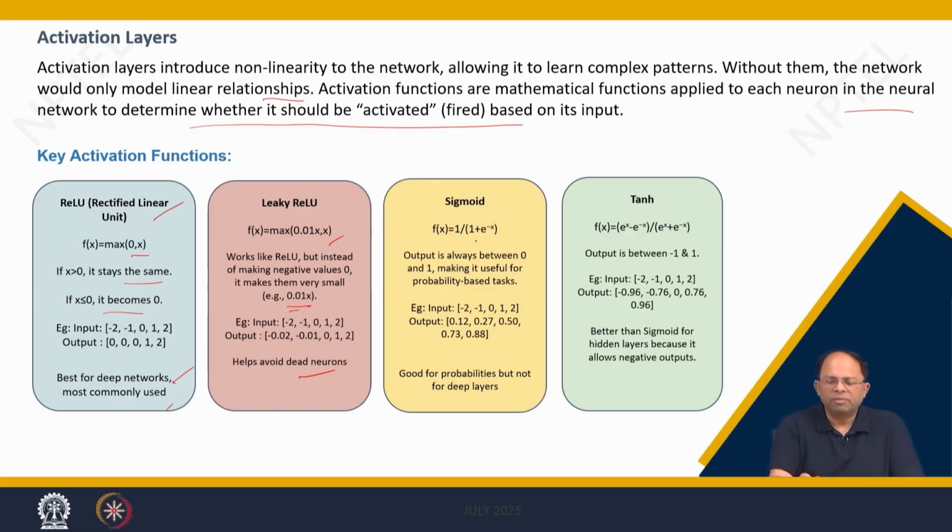And then there is the sigmoid function, which we have also learned earlier. Output is between 0 and 1. So if there is a probability task, that means we want to get the probabilities at the end, we will probably use this sigmoid function. And then tanh, this is better than sigmoid for hidden layers because it allows negative output, since the output is in the range of -1 to 1.